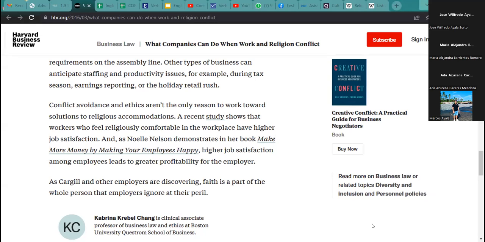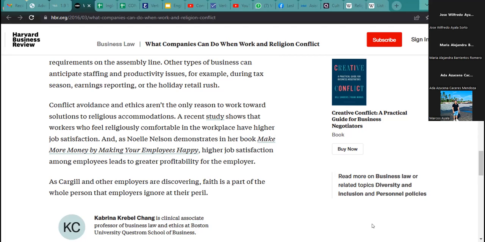Conflict avoidance and ethics aren't the only reasons to work towards solutions to religious accommodations. A recent study showed that workers who feel religiously comfortable in the workplace have higher job satisfaction. And as Noel Nelson demonstrates in her books, make more money by making your employees happy. Higher job satisfaction among employees leads to greater profitability for the employer.